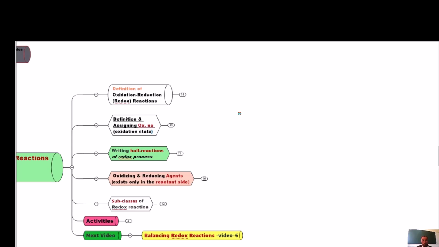4. Identifying and defining the oxidizing agent and reducing agent. 5. I will explain the subclasses of redox reaction. Finally, we will have some activities to be done by yourself.